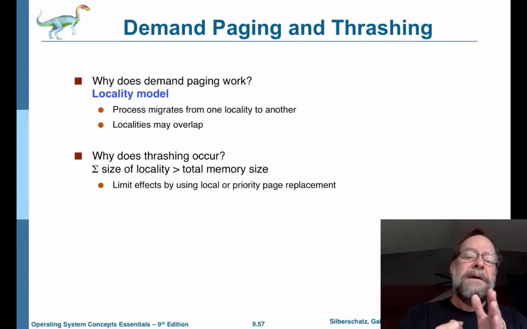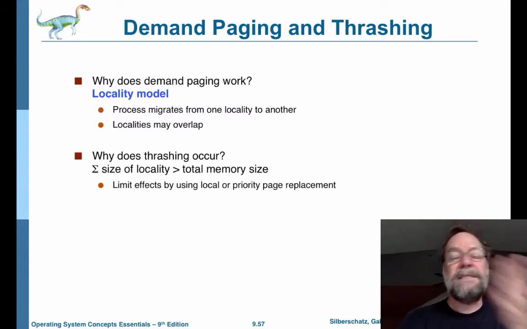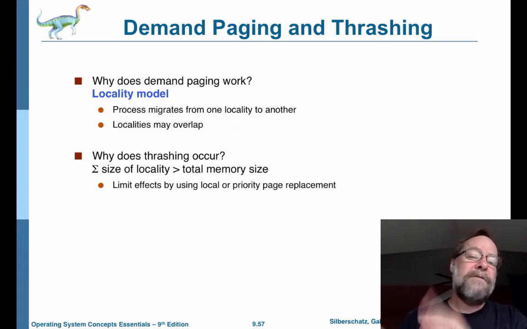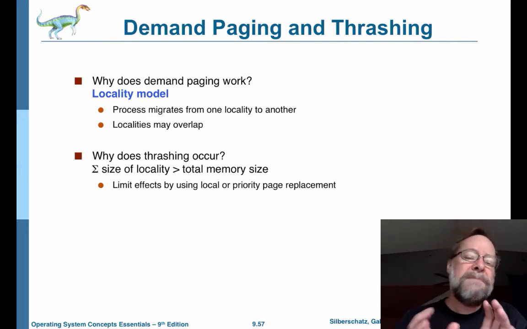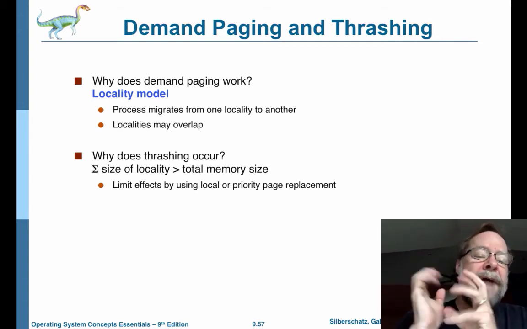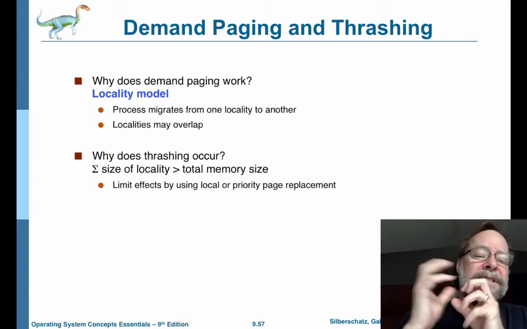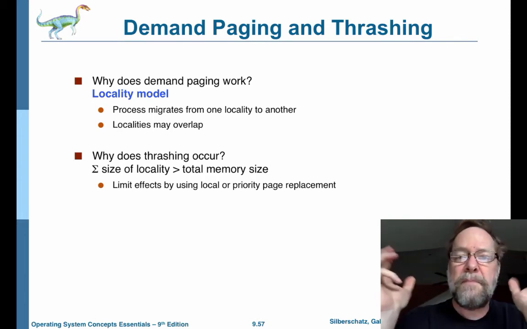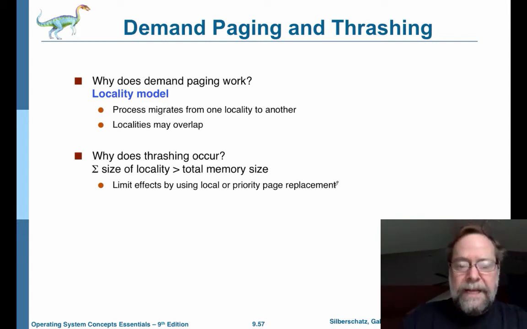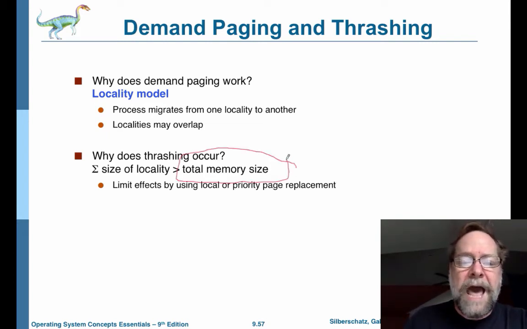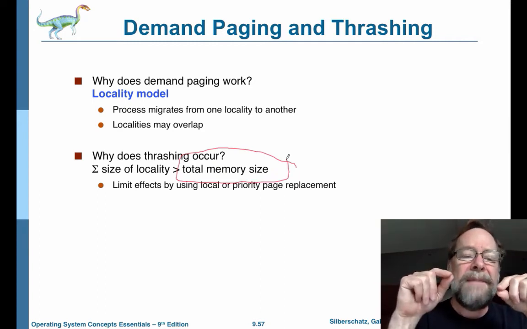Now, eventually, when a process is running along, it's going to move to a different locality. For example, it may call a subroutine. The code for the subroutine is located in a different page. Could be the data associated with that subroutine is in a different page. And so that's a different locality. You switch to a different locality. Localities may overlap, but these shifts can occur. When does thrashing occur? Well, thrashing occurs when the overall size of the localities of all of the processes currently running in the system exceeds the total physical memory in the system. If that occurs, then we're going to get thrashing.